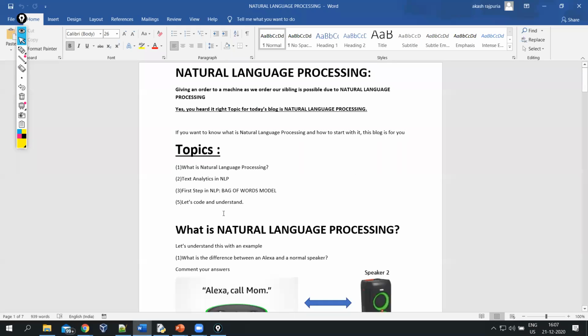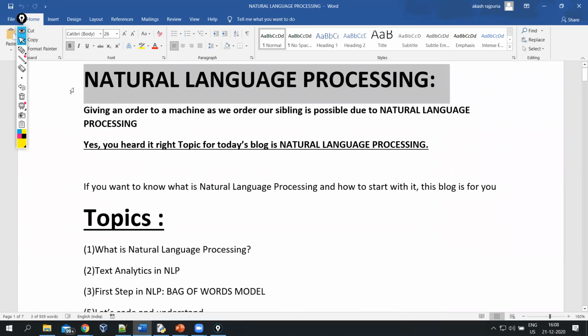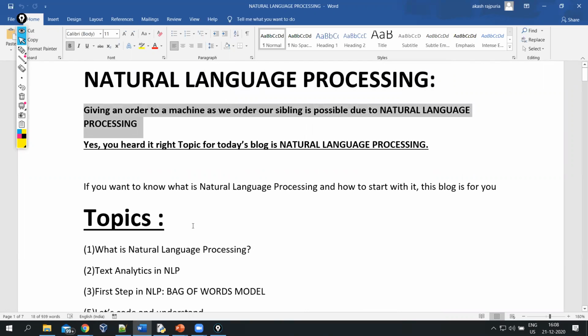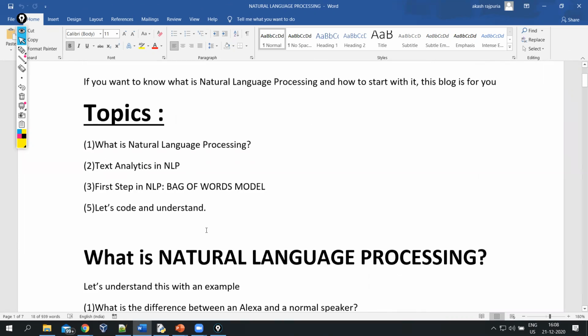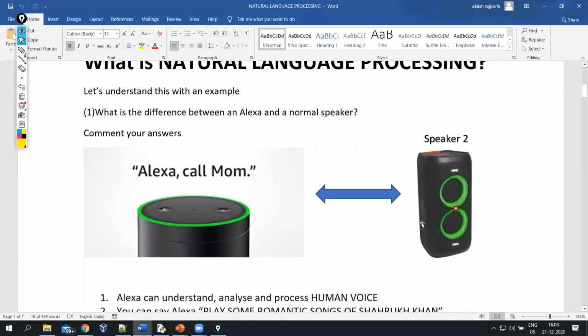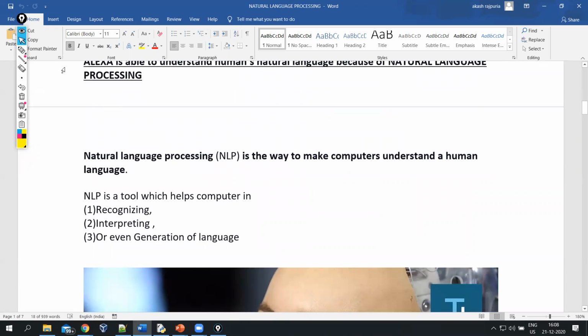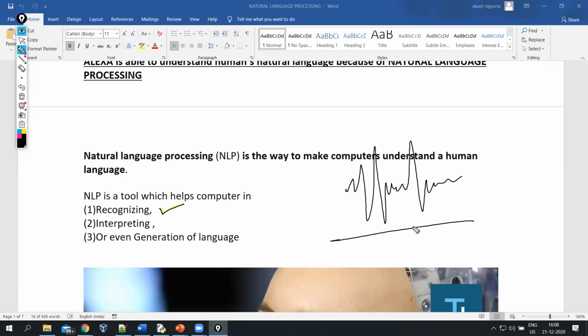Okay, so that was a basic introduction to NLP, that is natural language processing. Giving an order to a machine as we order our siblings is possible due to natural language processing, like you order a simple Alexa. You can say Alexa, call mom, but you cannot say that to this second speaker. Alexa can understand and analyze human voice. In short, NLP consists of three things. It will recognize your voice, after that it will interpret it. Your voice is in speech form, so it needs to recognize this, then interpret it. Interpret means understanding what you want.